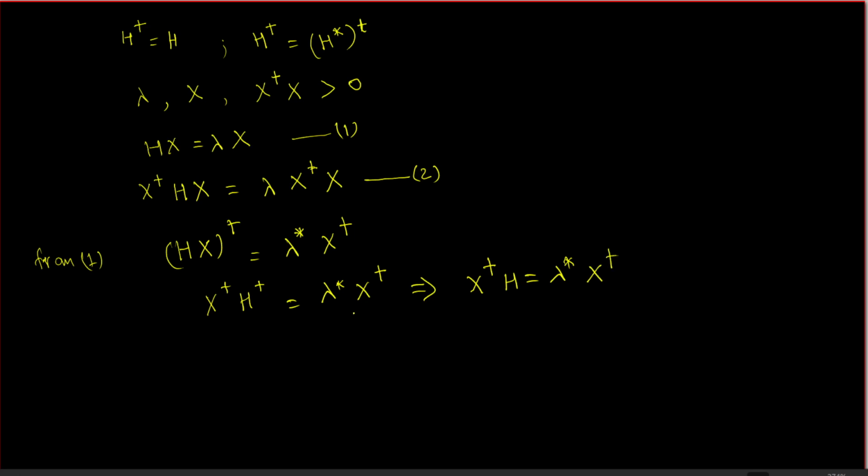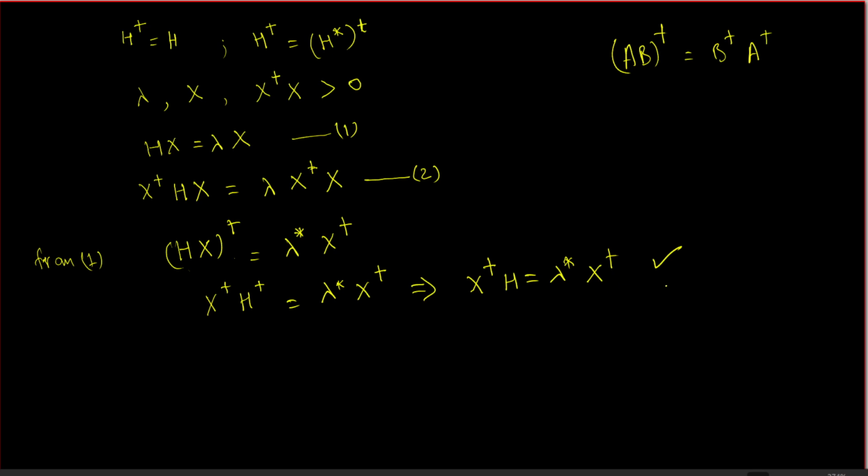Here in the second step, where we write (Hx) dagger equal to X dagger H dagger, we have used this general fact that (AB) dagger is equal to B dagger A dagger. So we have used this relation in the second step. So we have arrived at this equation by taking dagger on both sides of equation 1.